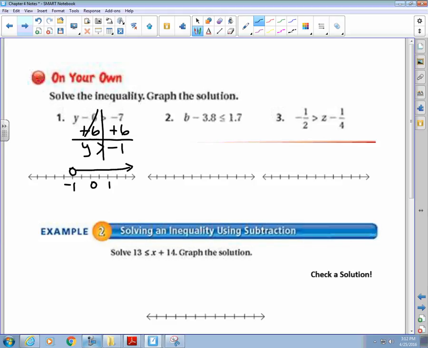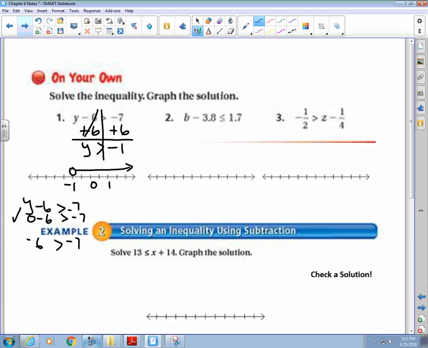on a number line. Now, if I want to check my solution, I take a number that's to the right of negative 1, and I plug it in to my original inequality. Let me do that down at the bottom. So I have y minus 6 is greater than negative 7. So let me take 0 and put it in there. 0 minus 6 is greater than negative 7. Well, 0 minus 6 is negative 6. Is negative 6 greater than negative 7? Well, on a number line, negative 6 is to the right of negative 7, so yes, it is greater than negative 7, so that works.